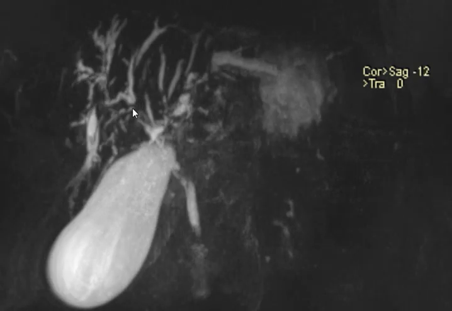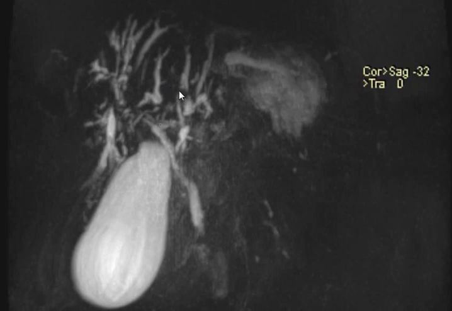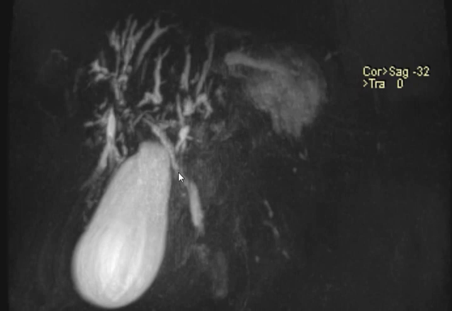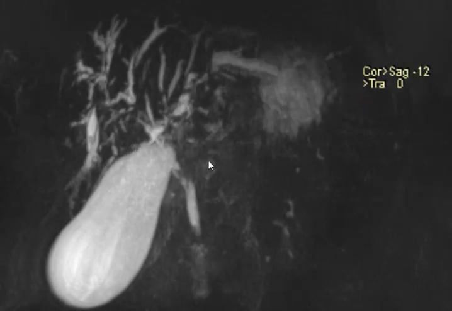You cannot find any biliary duct that is continuous. It's all interrupted everywhere. Even the CBD is narrowed here and narrowed here. Everywhere is multifocal narrowing. Okay? So, thank you very much. See you next week, inshallah.